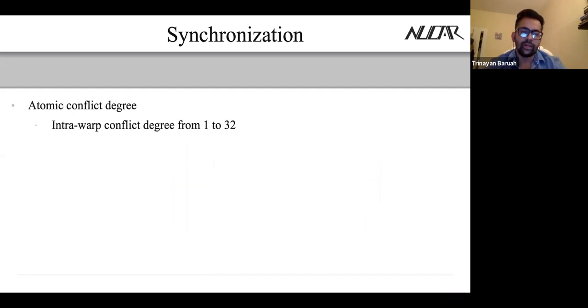Atomic conflict degree is like, within a warp, there's a conflict degree from 1 to 32. That's because if each of these threads tries to update the same counter, then you'll have a conflict. Although the hardware manages it for you, it's of course detrimental to performance because those updates are serialized in hardware.